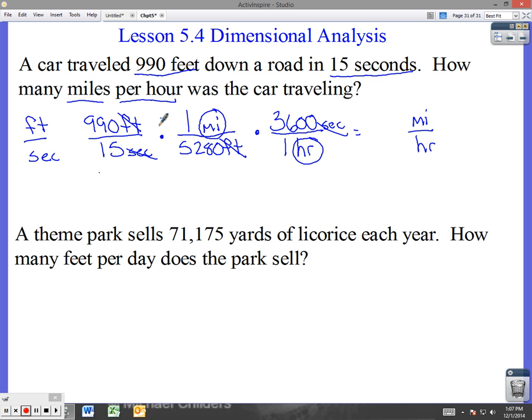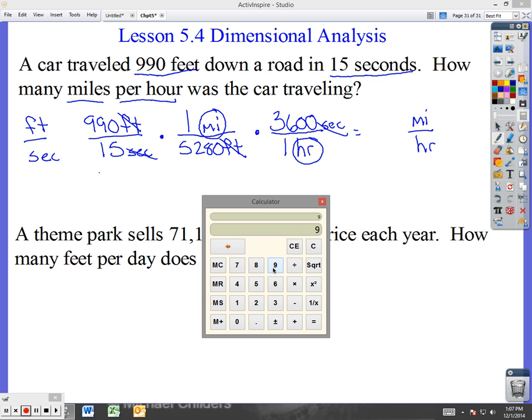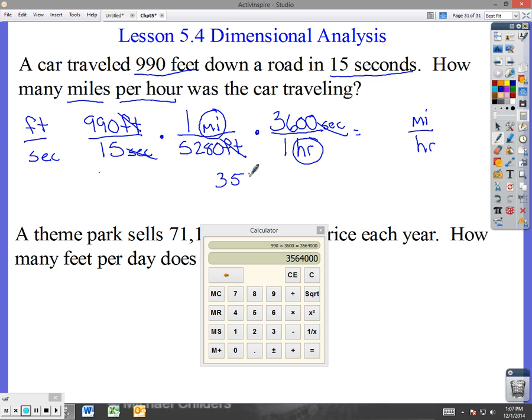And now I'm left with miles per hour, which is awesome. Now I'm going to cheat. I will allow you to do this as well. I'm going to do some multiplication here. I'm going to multiply numerator times numerator times numerator. 990 times 1 times 3,600 equals, well, it's a big number, 3,564,000. Okay, good. Now, that's the top part.